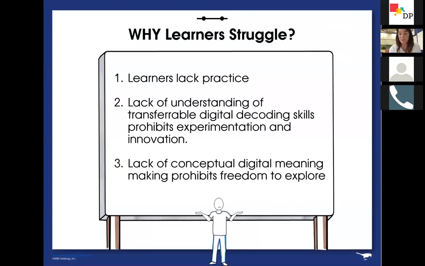Learners struggle with using because they lack practice, first of all. They also lack understanding of transferable digital decoding skills. That lack of understanding prohibits experimentation and innovation. When we don't understand how things are transferable from one place to another, it's hard to move forward, and also, like it just says there, it prohibits the freedom to explore.